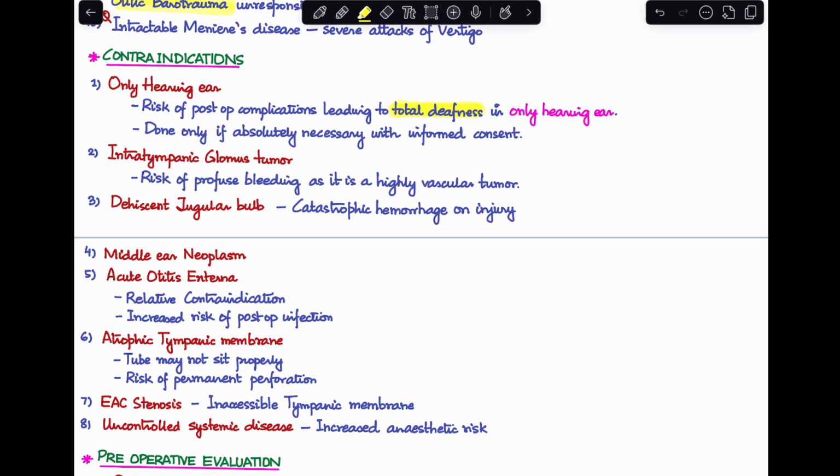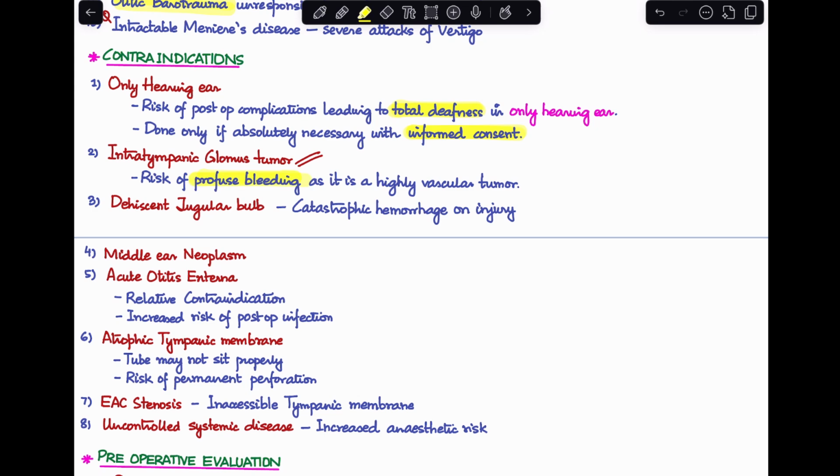And if we do perform, we should inform the patient of the possible complication of deafness. Second contraindication is when you have an intratympanic glomus tumor. Now, we know that glomus tumor is a very highly vascular tumor, and that it's located just behind the tympanic membrane. So, when you're performing myringotomy and trying to insert the Grommet tube, you risk coming in contact with a glomus tumor, which can lead to very profuse bleeding, which can be very difficult to control.